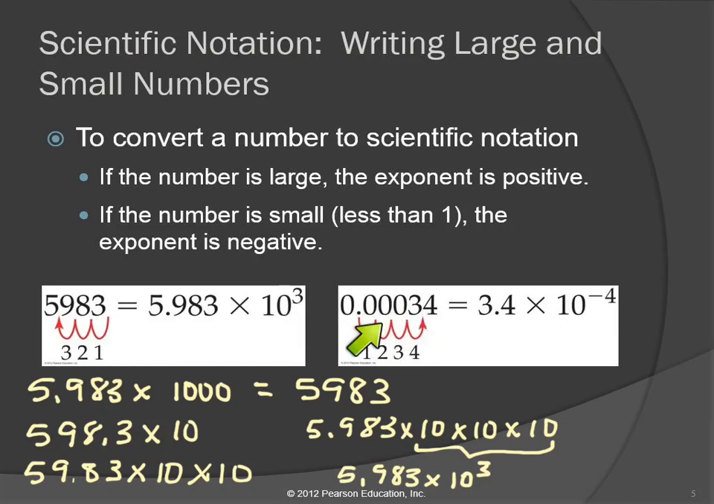This number is smaller than 1. So I'm going to move the decimal point in the other direction. I'm going to move it 1, 2, 3, 4 places. This has an exponent of 4. I move the decimal point and I get 3.4 times 10. Now this one is negative and this one is positive.